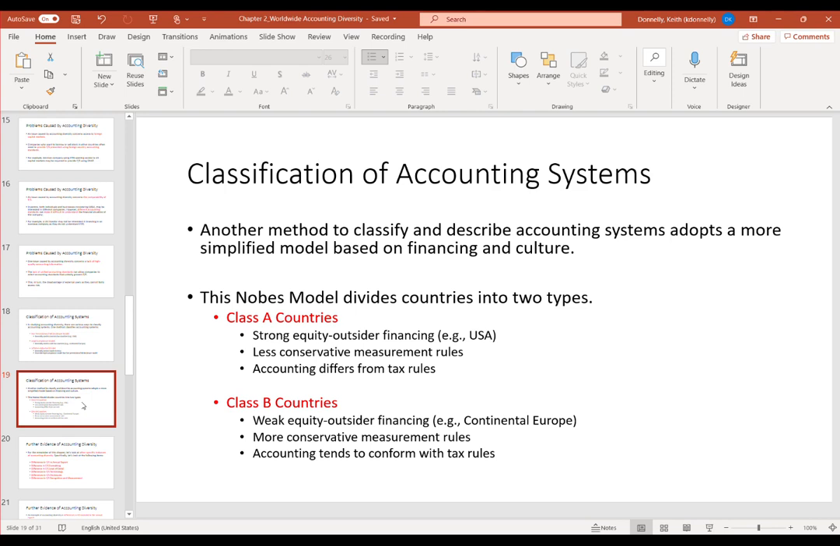There's also this NOBS model, which divides it into two types, Class A and Class B countries. So in this case, Class A countries would have like strong external financing, right? The US, Apple, Amazon, they have a bunch of strong external financing, many stockholders. There's going to then be Class B countries where there's weak external financing in continental Europe. You can look here, right? Some, A has more less conservative measurement rules. The accounting is going to differ from tax, whereas B is going to be more conservative, and accounting is going to be similar with tax.